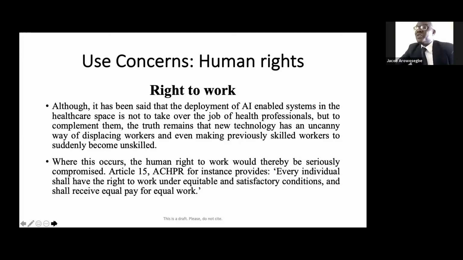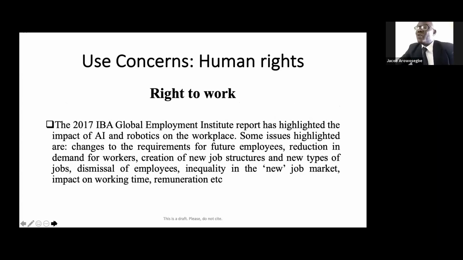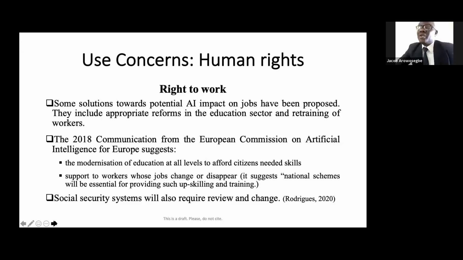There are many issues that come with the use of AI and robotics in the workplace: changes in the requirements for future employees, reduction in the number of workers, creation of new job structures and new types of jobs, and so on. These are other issues which policymakers must take into consideration when implementing AI-enabled systems. On the right to work, some solutions have been proposed.